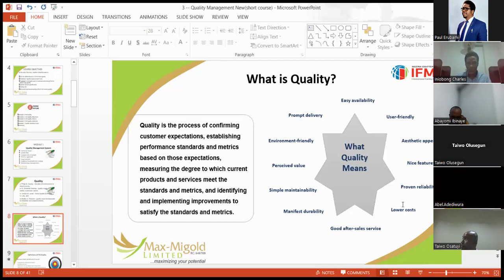Quality is a process of confirming customers' expectations, establishing performance standards and metrics based on those expectations. First, for you to deliver quality, you must understand the customer's expectations. Then you now begin to establish metrics to measure that expectation. All right.